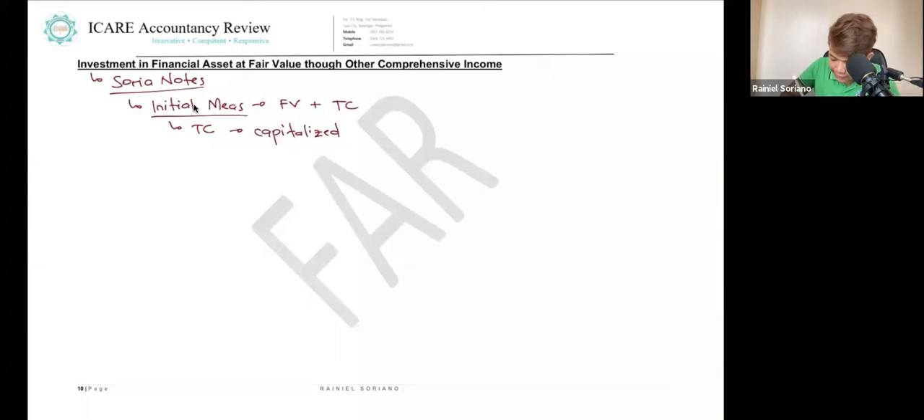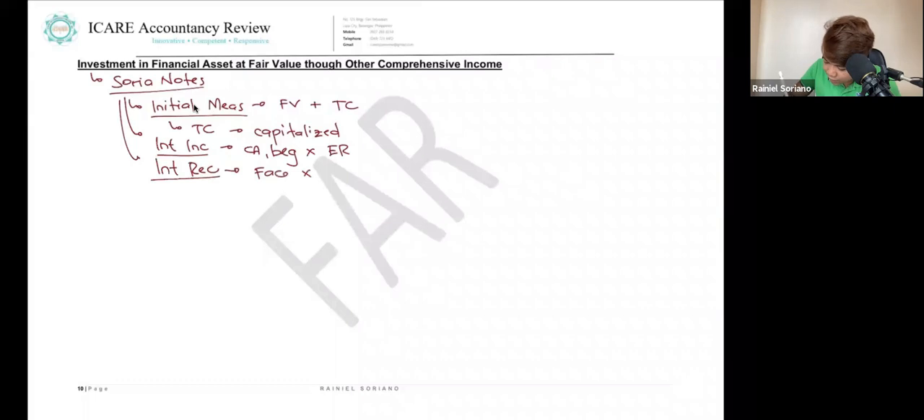Okay? Now, punta tayo saan? Punta tayo sa computation ng interest income at saka ng interest received because once again, magkaiba po ulit yan. Okay? So, interest income once again is equal to the carrying amount at the beginning times effective rate, then interest received will still be equal to the face amount times the nominal rate. So kaparehong-kapareho ng FAAC, walang pinagkaiba.